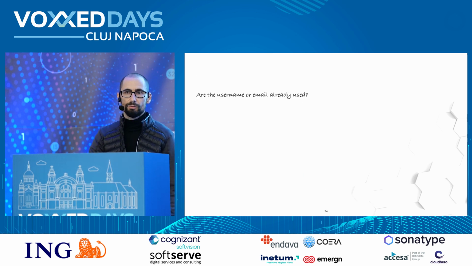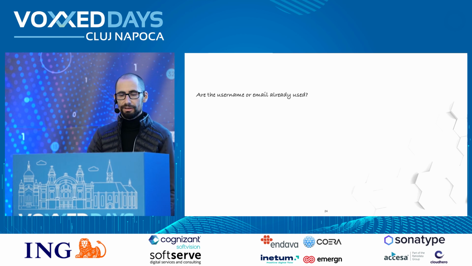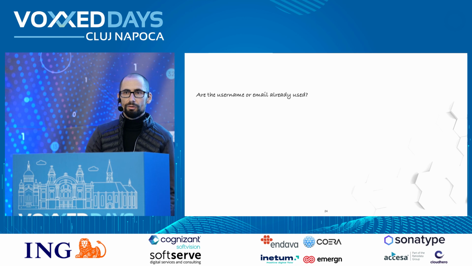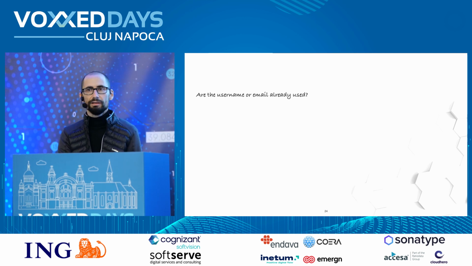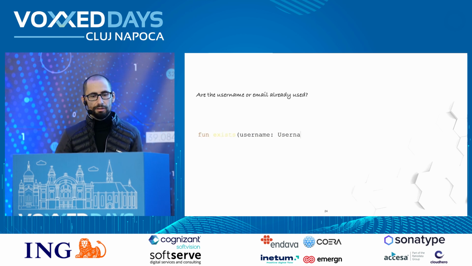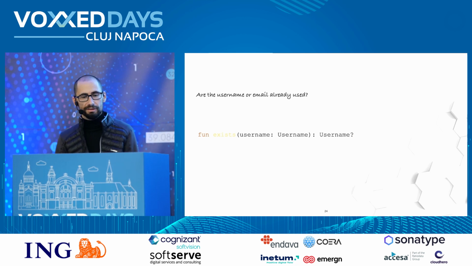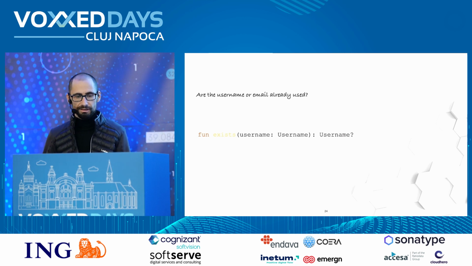But we have another thing we have to think about. Since we are storing these users inside of the database, we might want to check if those are already present without relying on exceptions being thrown from the database for unique indexes or stuff like this. So what we could do here, we could create a function exists that takes the username as an argument and returns a nullable username, null if it doesn't exist, and the username if it exists.